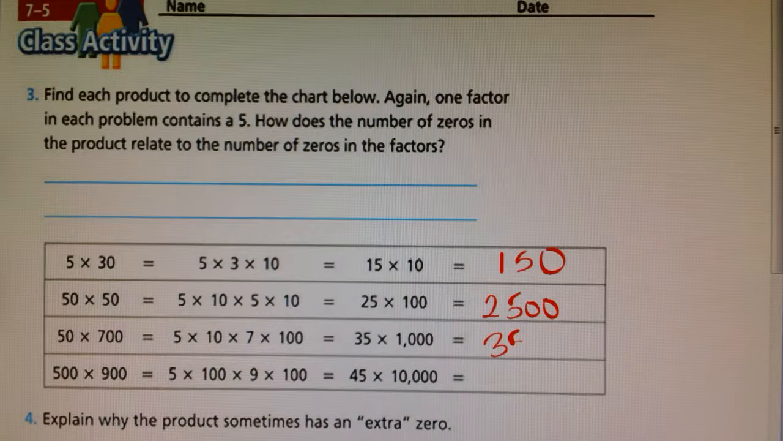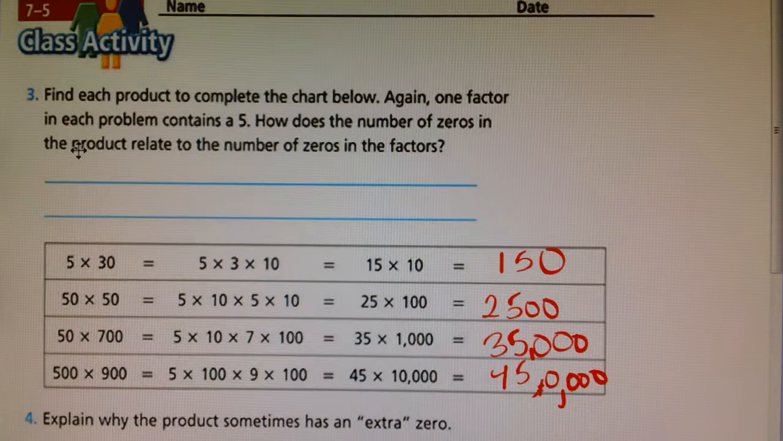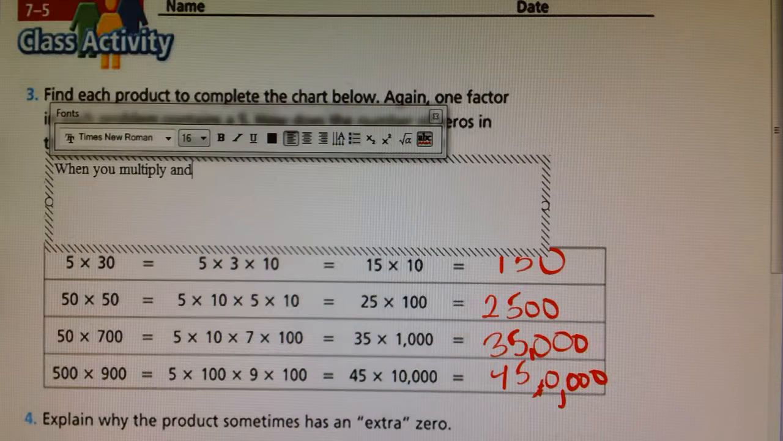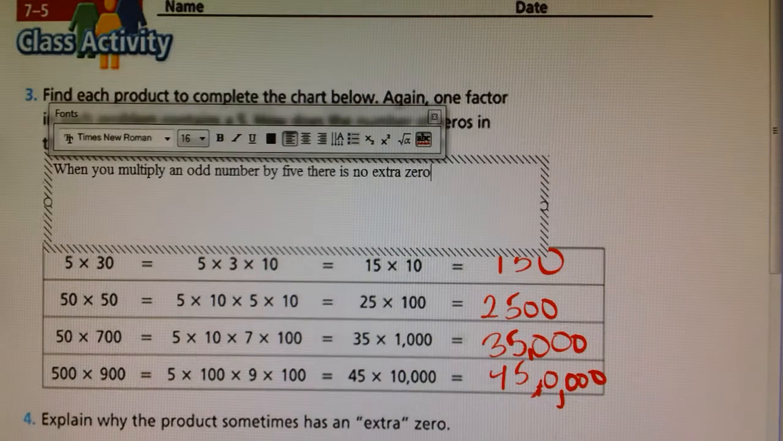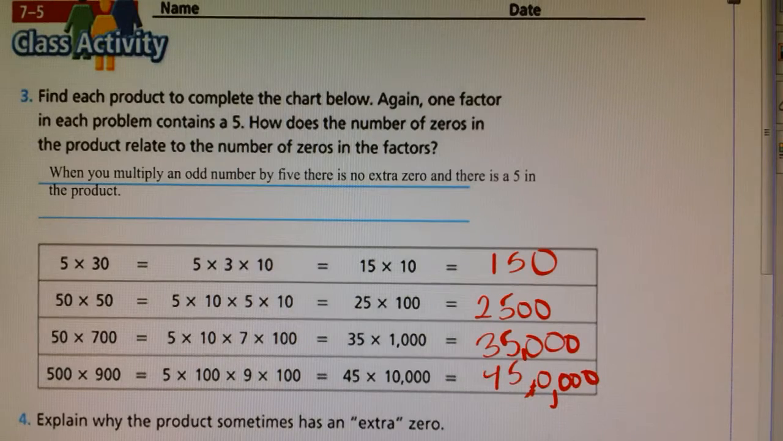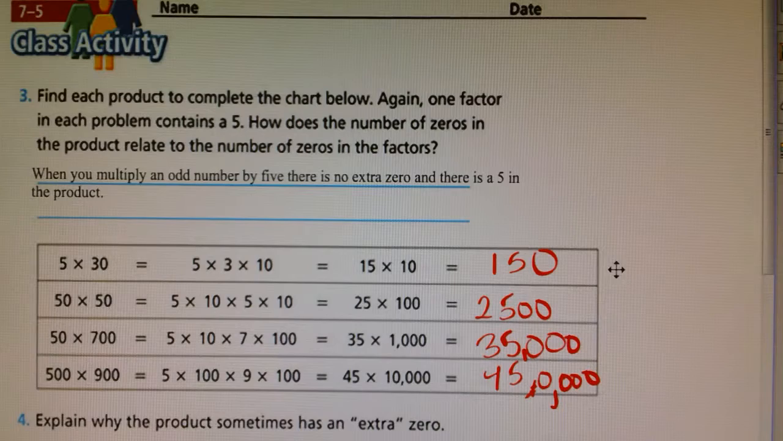Okay, so hopefully you're noticing that. There's a 5 instead. Oops, sorry, I have that comma in the wrong spot. I'll fix that in just a second. Comma goes here, not here. So you should have noticed that when we multiply an odd number by 5, there's no additional 0 added in. There is no extra 0, and there is a 5 in the product, right? Again, pause the video if you didn't get that written down as fast as I typed. I don't know. We'll get some feedback on how you feel about the typing.